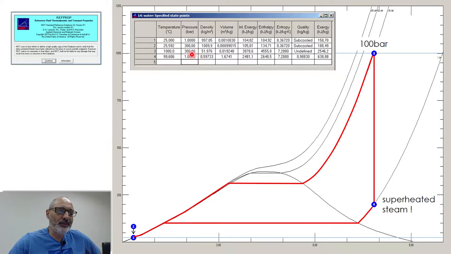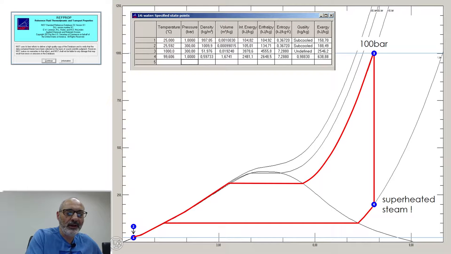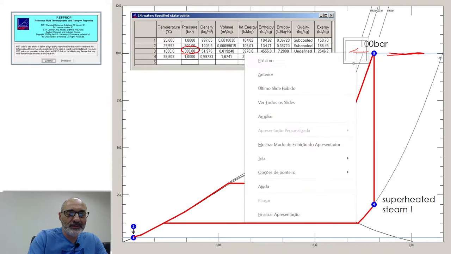I made some calculations at 300 bar, to show you an important thing: my temperature here is limited to 1,000 degrees. So I'm not going above this blue line. But if I increase the pressure, I know, because I already did the calculations, that my cycle is going to be more efficient. So if I increase the pressure, if I move this point 3 to the left, I have higher and higher pressures, as I did 300 bar here, and we're going to end up, for instance, here.